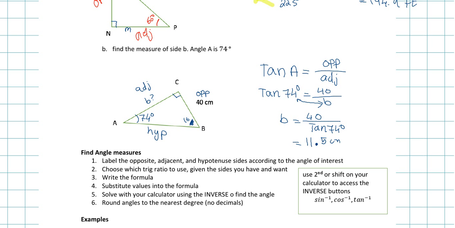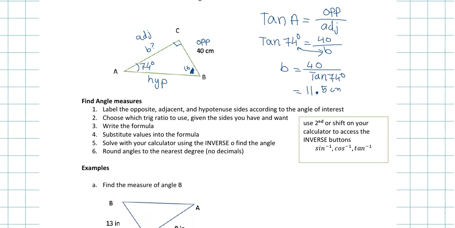So it's a matter of naming the triangle properly and knowing which formula to use and where to plug in each given information. Now, the second part of this lesson is to actually solve for angles. In this case, I'll have two sides and I want to know an angle. Same thing: you're going to label the opposite, adjacent and hypotenuse sides according to the angle of interest. You're going to choose which ratio to use given the sides you have. You're going to write the formula and then plug in the values. But now you are going to have to solve for an angle.